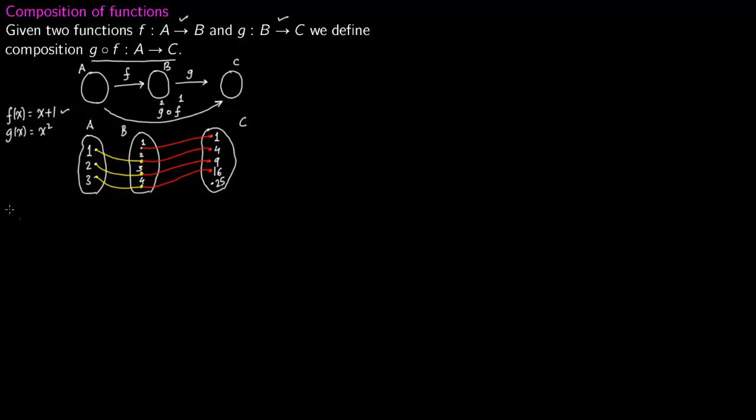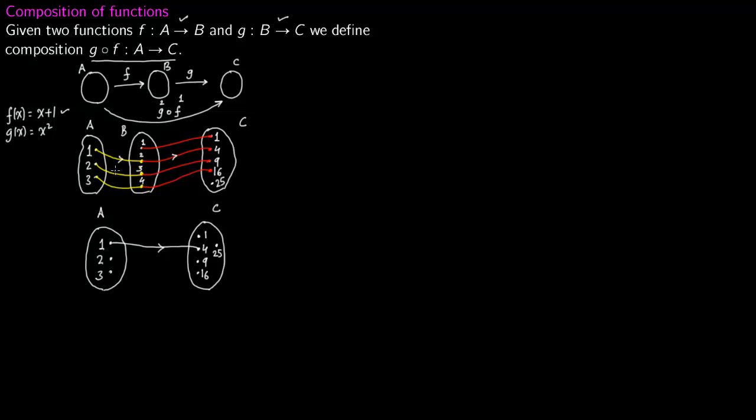Now we do the composition. We have to now go from A to C. For going from A to C, you just follow the arrows. So first you write down the sets. A has 1, 2 and 3, and C has 1, 4, 9, 16 and 25. So 1 first maps to 2 and then it finally maps to 4. So this is the path of 1. So 1 will go to 4.